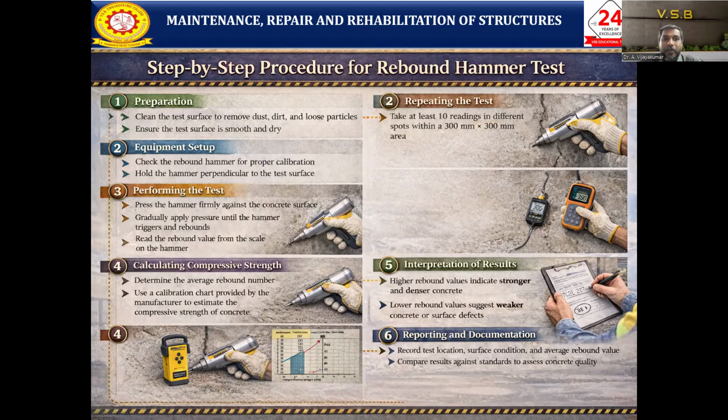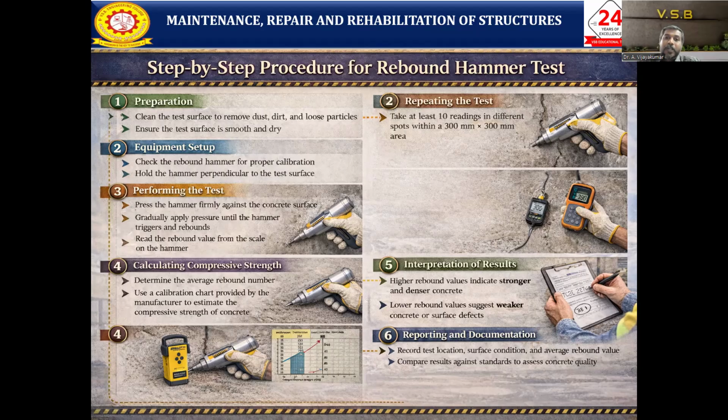For that we need to properly clean the testing surfaces where we are going to do the test, because sometimes there may be dust or dirt or loose particles, and we need to remove that. Here we are giving a spot within 300 mm by 300 mm area that we need to select. Before taking the test, ensure the test surface is very smooth and in a very dry condition. Otherwise, the rebound hammer won't give the proper value, and we cannot assess the condition and strength of the structure.